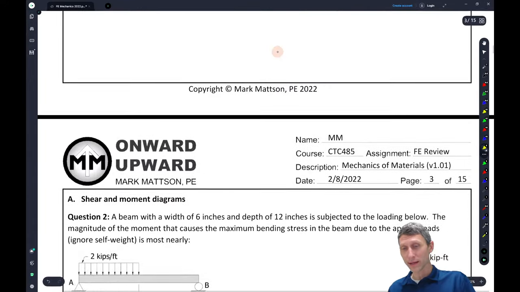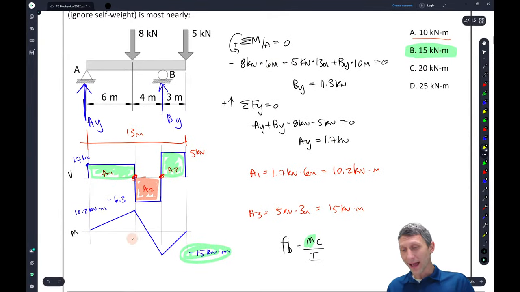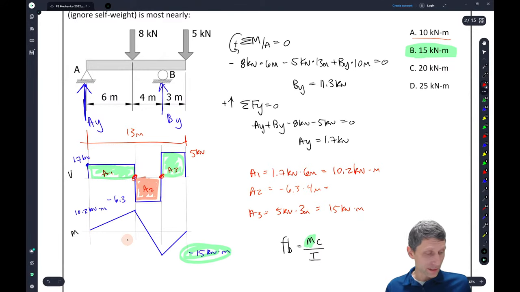So why didn't I do A2? Sorry, I'm just seeing the comment here, but why didn't I do A2? I could have totally done A2. A2 is equal to minus 6.3 times 4 meters. What's that? Minus 6.3 times 4. It's going to be negative 25.2.